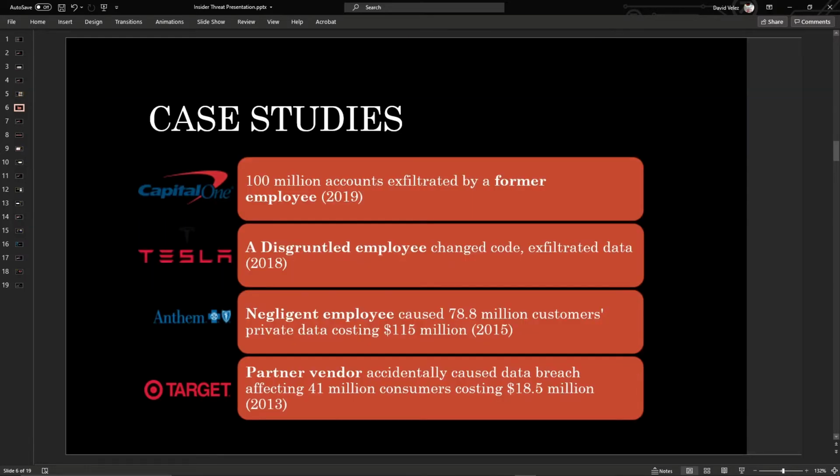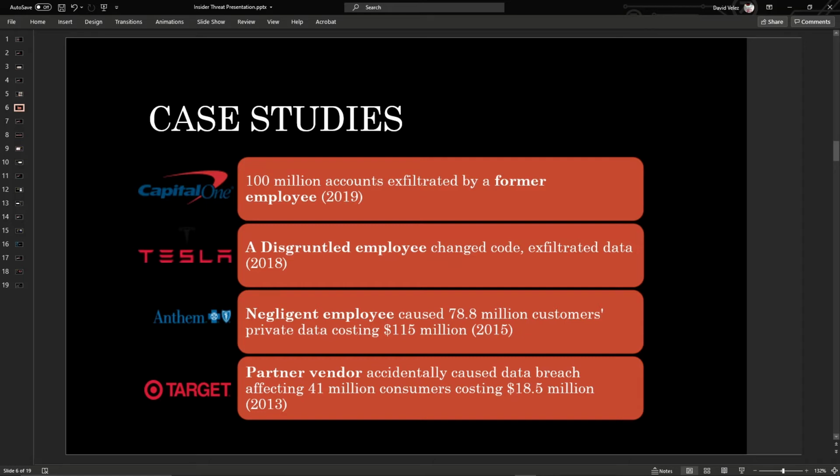Digging deeper into additional case studies uncovered more damages that an insider threat can cause. In 2019, Capital One suffered a breach where 100 million accounts were exfiltrated by a former employee. Tesla had a disgruntled employee make malicious changes to their code base and exfiltrate data in 2018.